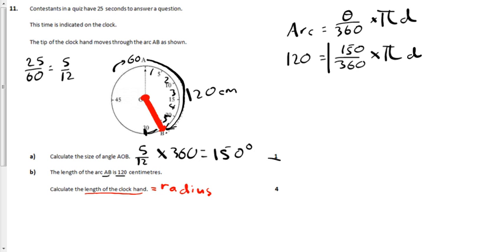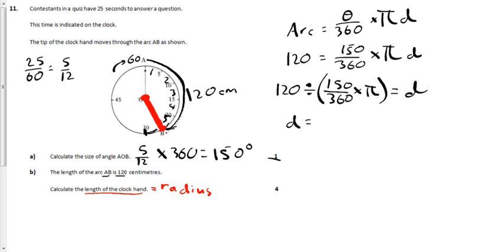I want to get rid of all of this here to get D on its own. Everything there I've highlighted in the box, that's being multiplied by D. So I suppose the easiest and quickest way to get D on its own is to take 120 and divide it by that. That would leave me with D there on its own. Typing it into the calculator, note the brackets. I'm dividing 120 by all of that.